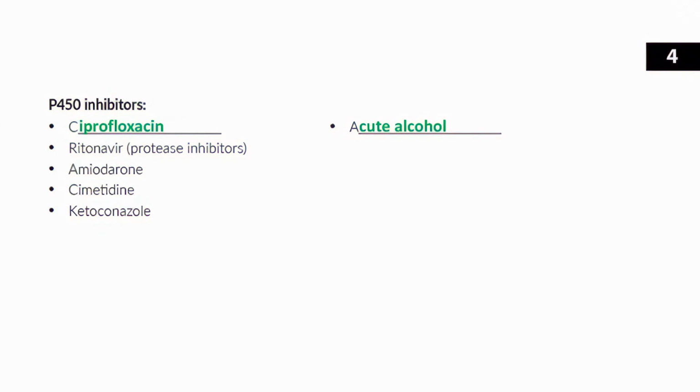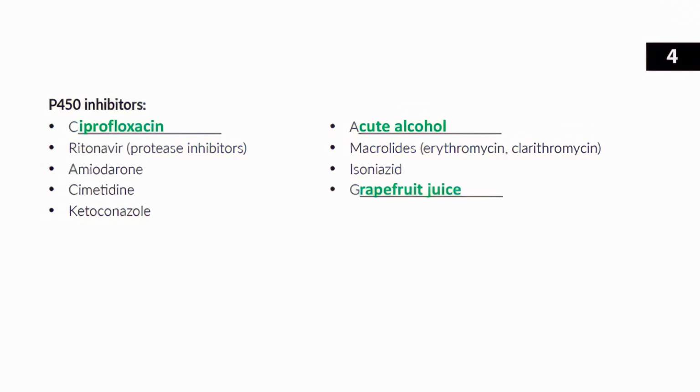Chronic alcohol use will actually induce P450, as we'll see in just a moment, but acutely alcohol will inhibit P450. M is for macrolides like erythromycin and clarithromycin. I is for isoniazid. G is for grapefruit juice. So again, it isn't just drugs that inhibit the drug metabolism. Diet and supplements can do it too.